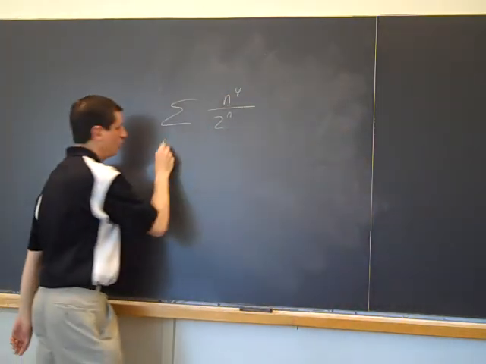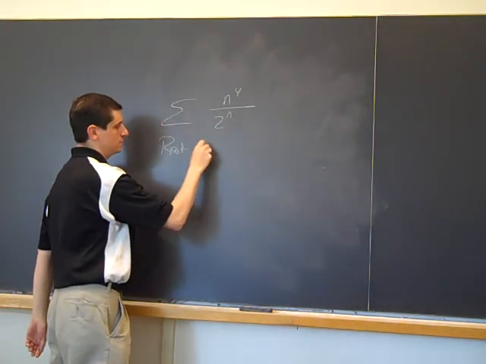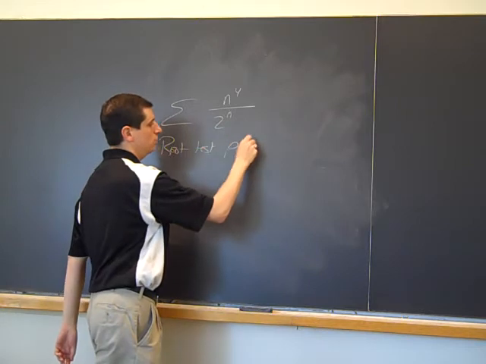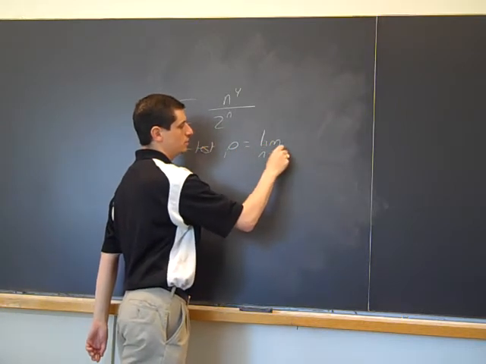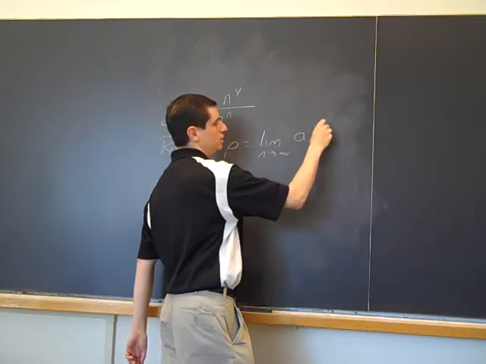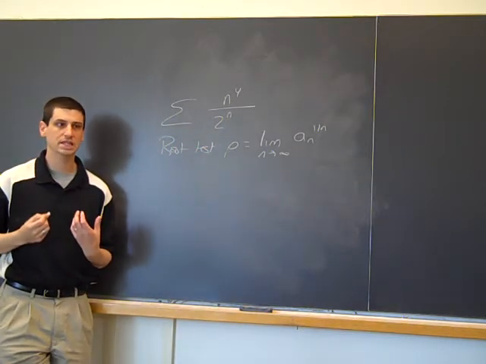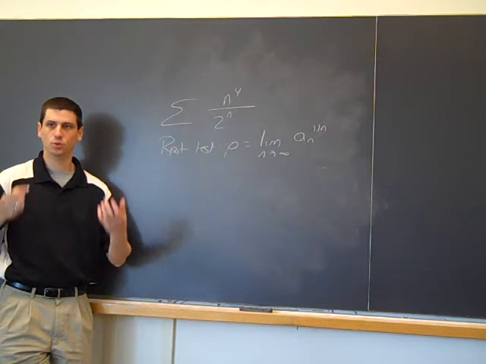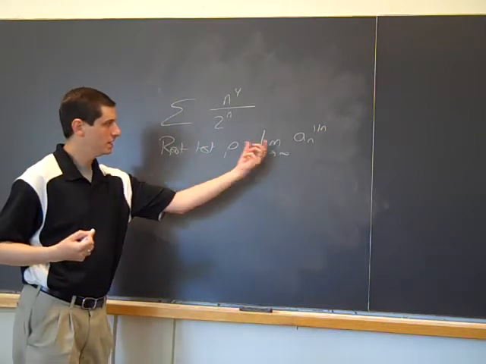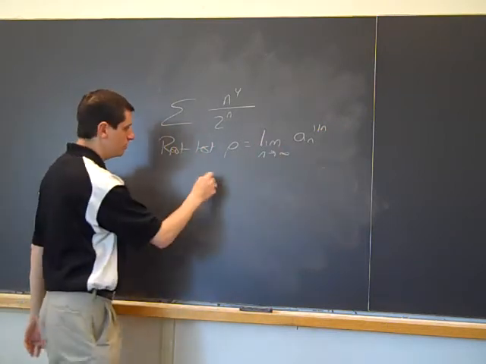So again, always write things clearly. Root test. Let rho equal the limit as n goes to infinity of a_n to the 1 over n. If you write down what you're doing step by step, you are less likely to make a mistake, and you're more likely to do things in the right way. Keep the word limit. Don't just have things floating.